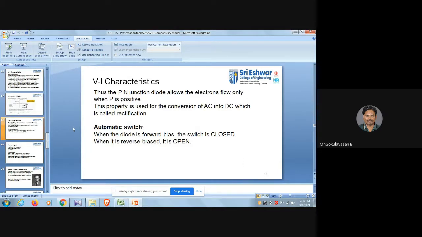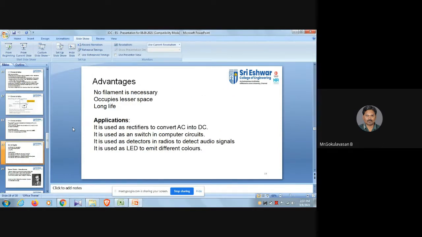Thus, the PN junction diode allows electron flow only when P is positive. This property is used for the conversion of AC into DC, which is called rectification. That's what I said, rectifier. As I said already, when the diode is in forward biased mode, the switch is said to be closed, and when it is in reverse biased mode, the switch is said to be open. Coming to advantages, no filament is required for its operation. It occupies very little space, less floor area, and gives long life.